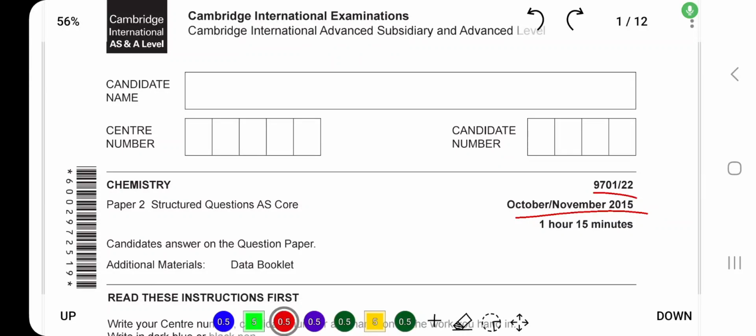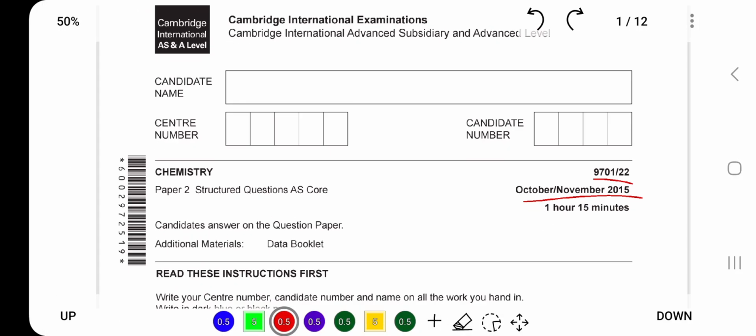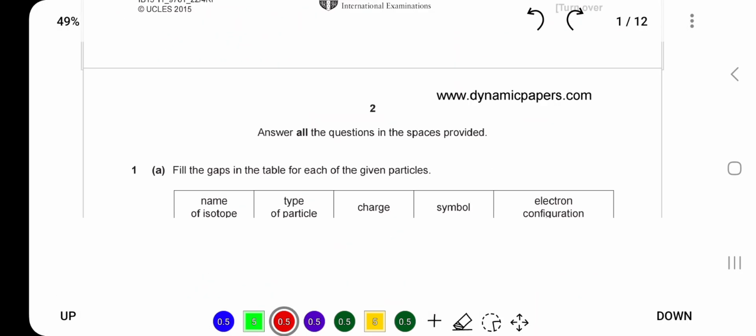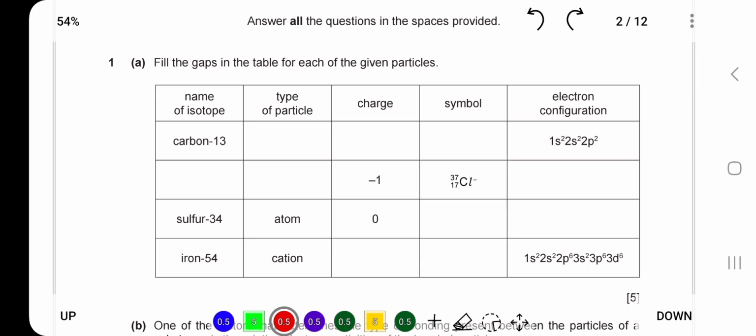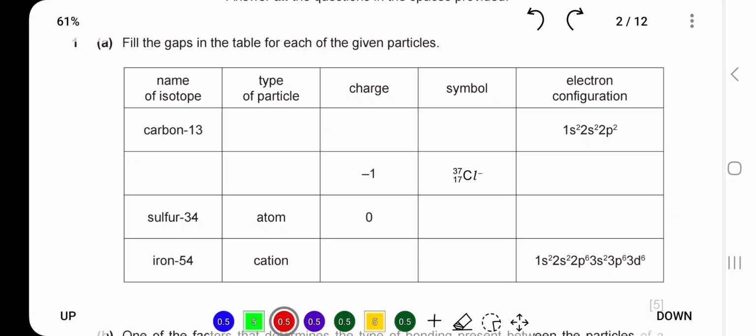Everyone, today I'll be explaining today's code, which is 9701 22 October November 2015. Anyway, let's start. Fill the gaps in the table for each of the given particles.